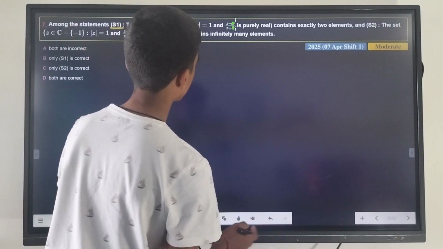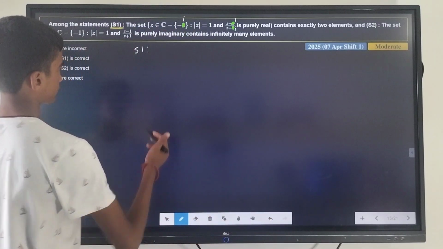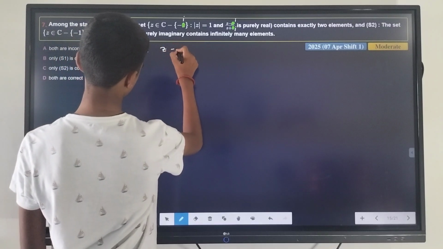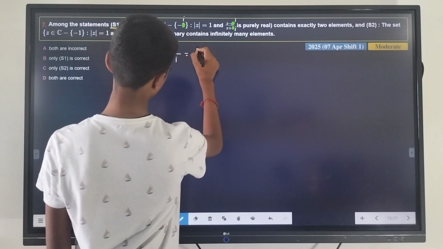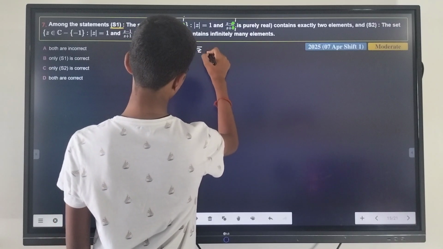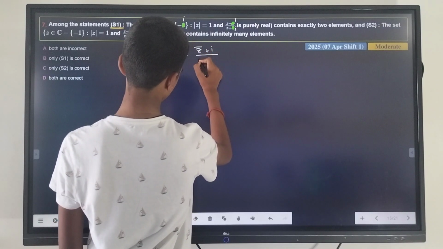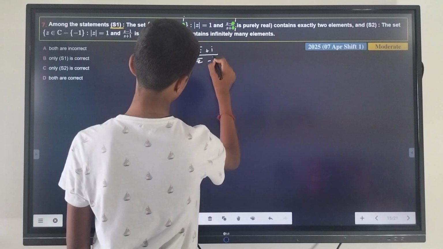Now z minus iota upon z plus iota is purely real, so z minus iota upon z plus iota is equal to z conjugate plus iota upon z conjugate minus iota.